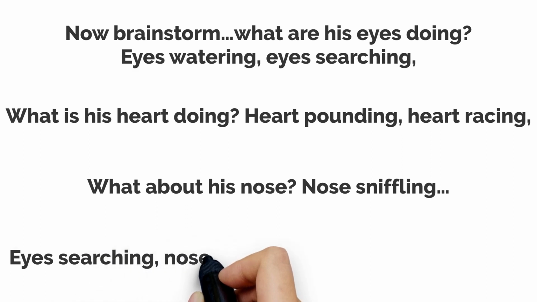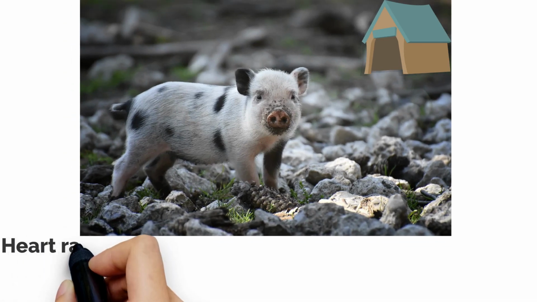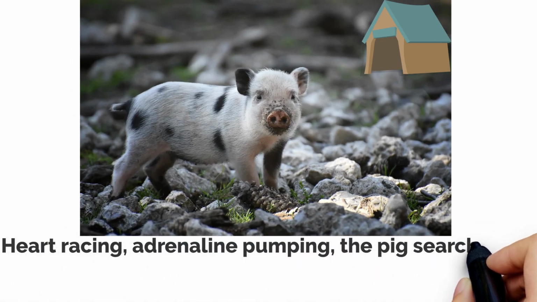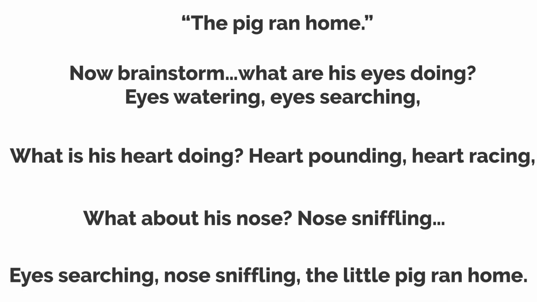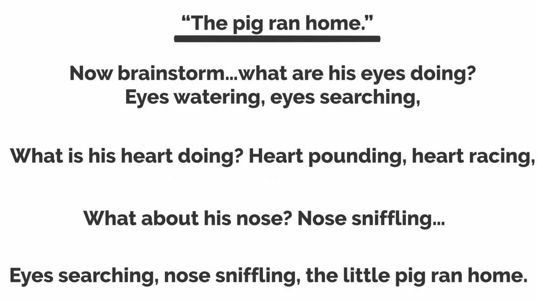Eyes searching, nose sniffling, the little pig ran home. Or heart racing, adrenaline pumping, the pig searched for his path home. Compare this to the first simple sentence. The pig ran home. Our absolute phrases allowed us to create a storyline with just one sentence. Notice there is a comma between the two absolute phrases, as well as a comma separating the absolute phrase from the complete sentence that can stand on its own and make sense on its own.